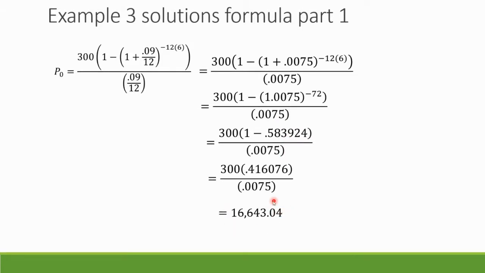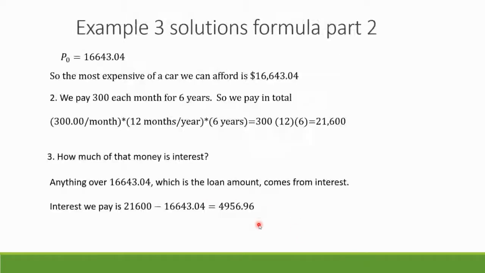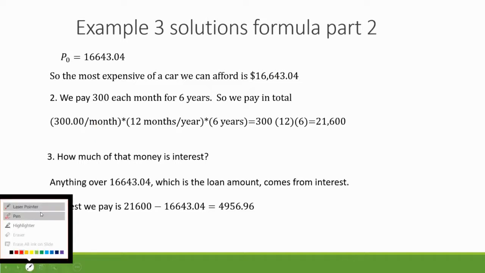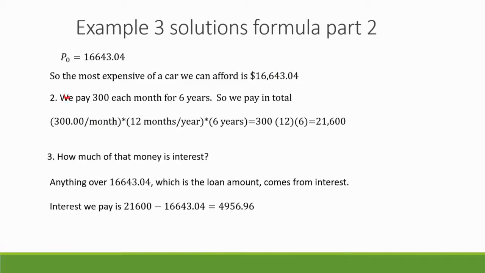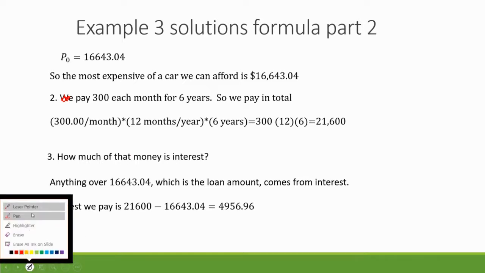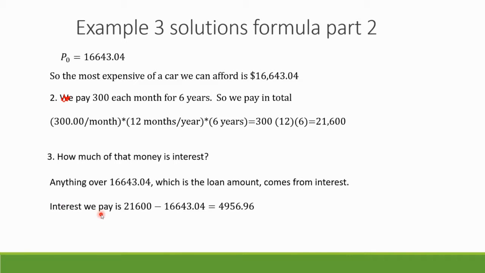So going back to this, we got a bigger loan, hence a more expensive car. But now let's consider how much money she is sending to the loan company. Well, she's paying $300 a month for 6 years. So $300 a month, but we want to get to years, so we times 12 months per year.